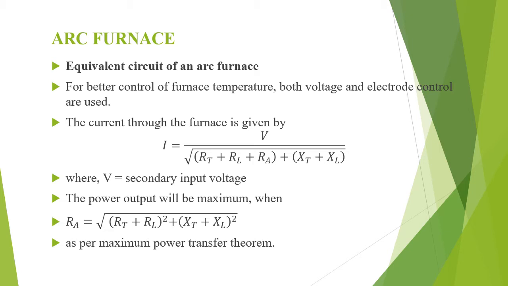The current through the arc furnace is given by I equal to V by square root of (RT plus RL plus RA) whole square plus (XT plus XL) whole square, considering negligible value of Re, that is resistance of electrodes. Here V is the secondary input voltage. The power output will be maximum when arc resistance Ra is equal to square root of (RT plus RL) square plus (XT plus XL) square, as per maximum power transfer theorem.